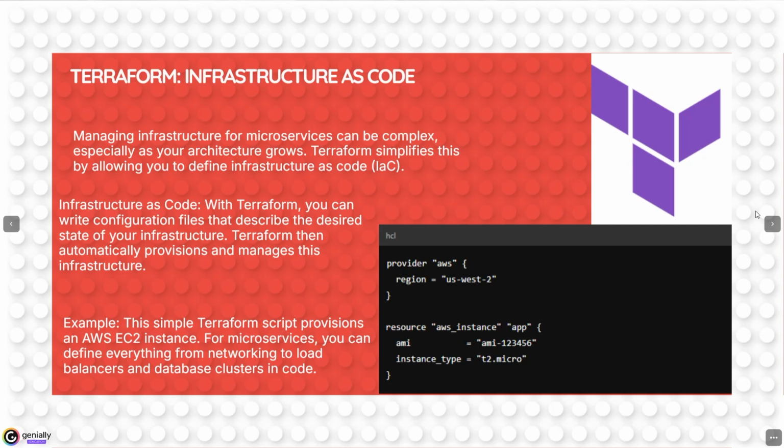We have an example here. This simple Terraform script provisions an AWS EC2 instance. For microservices, you can define everything from networking to load balancers and database clusters in code.